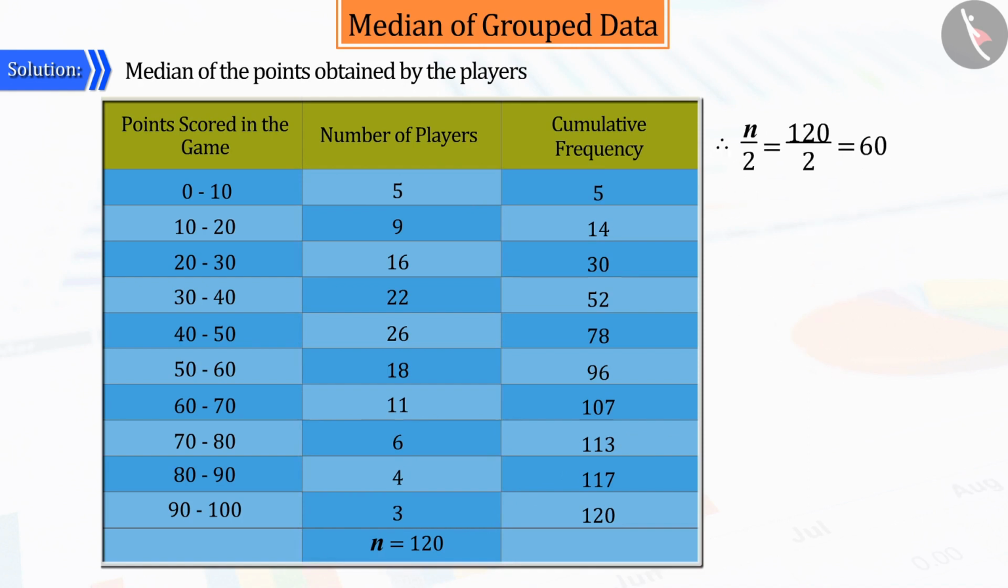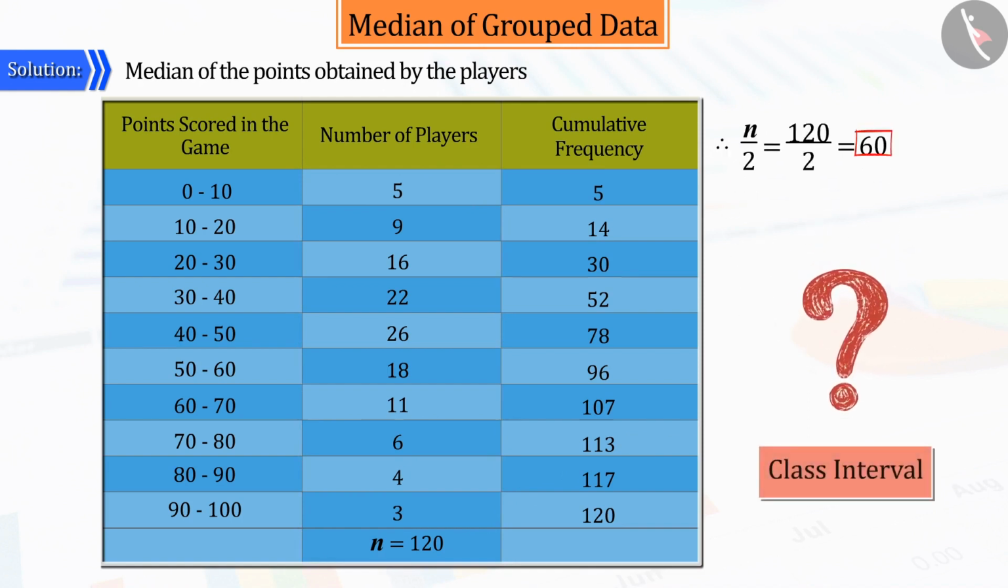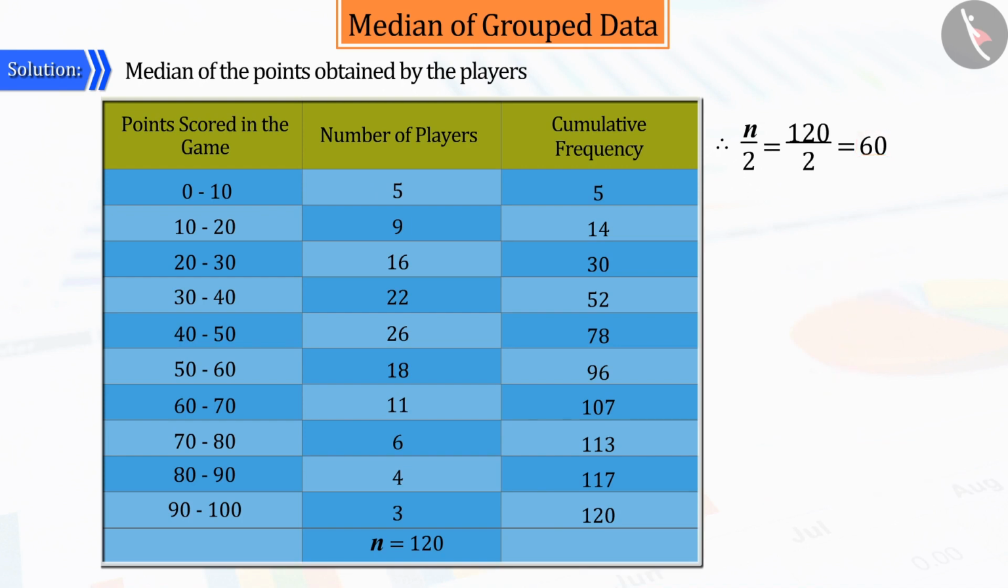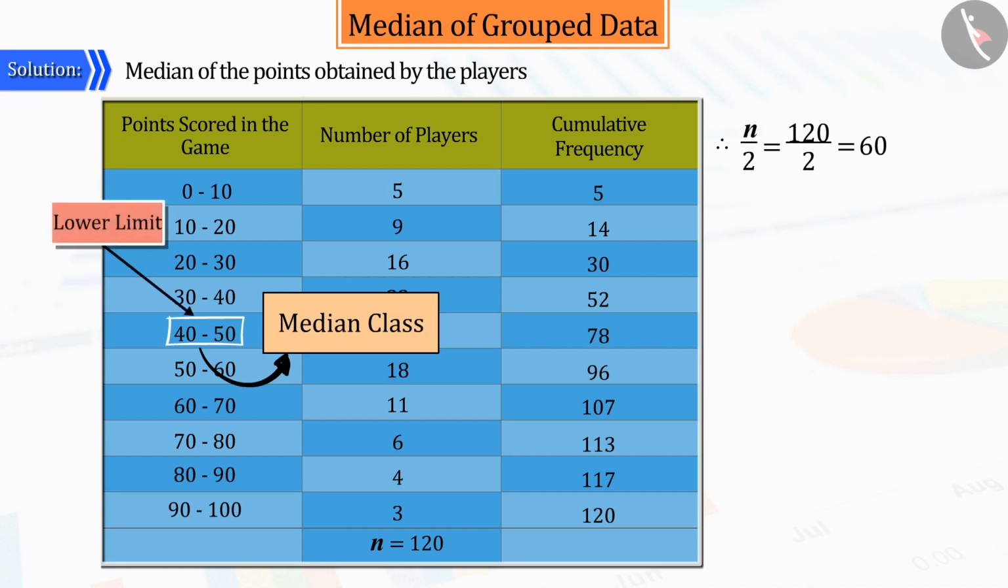So here, looking at the value of the median n over 2, that is 60, can you tell it is greater than or closest to the cumulative frequency of which class interval? Well done. The class interval of 40 to 50 is the only one whose cumulative frequency is more than 60 and also closest to it, which we call the median class, where 40 is its lower limit and 50 is its upper limit.